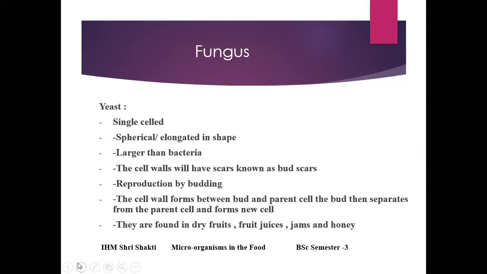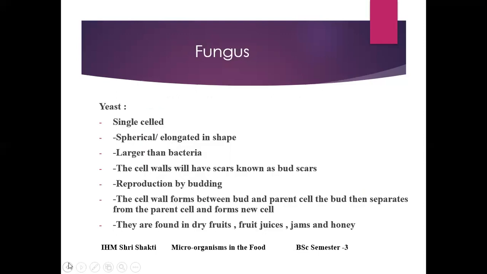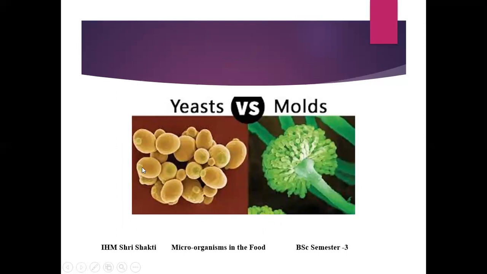Next, number 3 is fungus. Fungus is classified into yeast, mold, and mushroom. Talking about yeast, yeast is a single cell, spherical or elongated in shape. As you can see here, this is the yeast. Single cell, unicellular, spherical or elongated in shape. Larger than bacteria. The cell walls have scars known as bud scars.